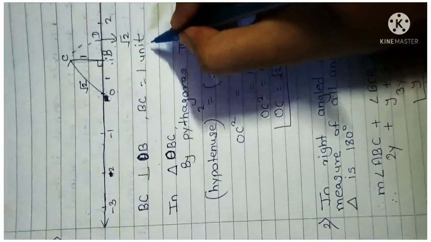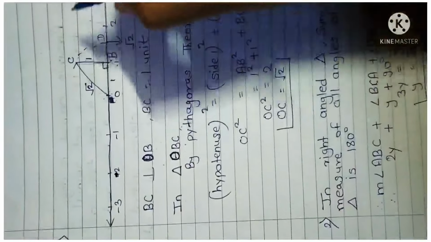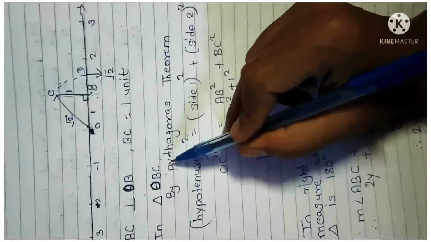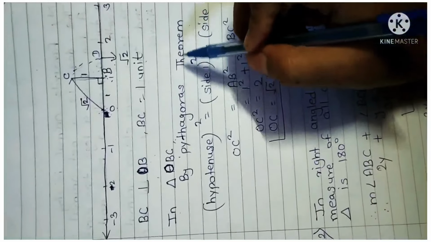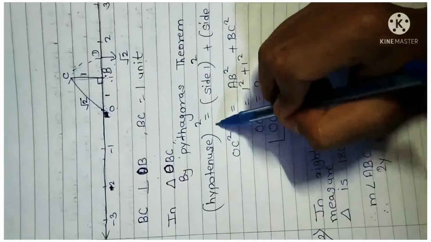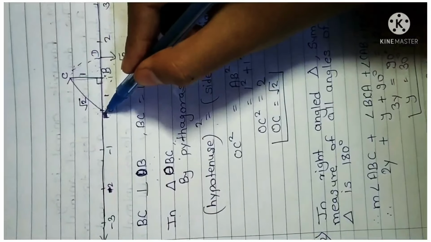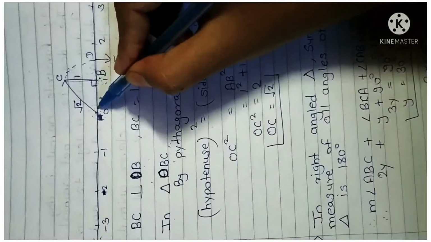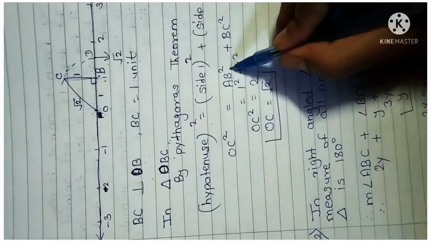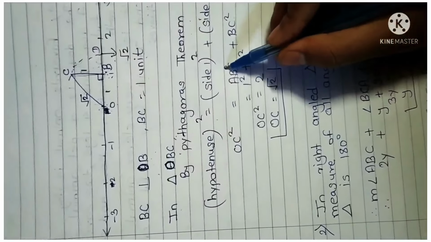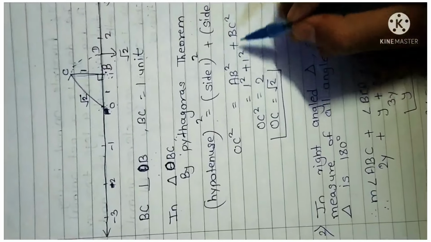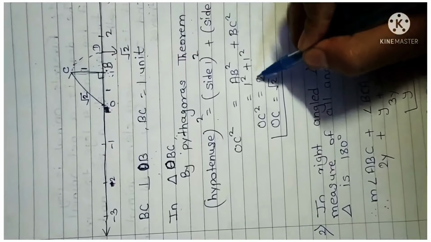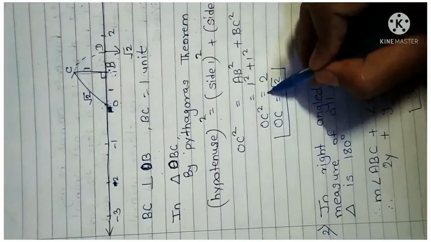to 1 unit. Then in triangle OBC, by Pythagoras theorem, you know what Pythagoras theorem states: hypotenuse square is equal to side 1 square plus side 2 square. Hypotenuse OC. We have side 1 OB square, 1 square, plus BC square, 1 square. The summation of the two will be OC square is equal to 2.